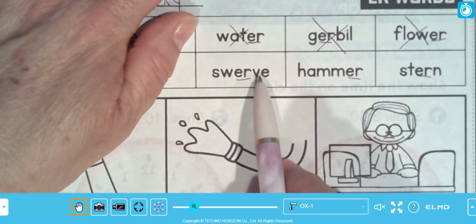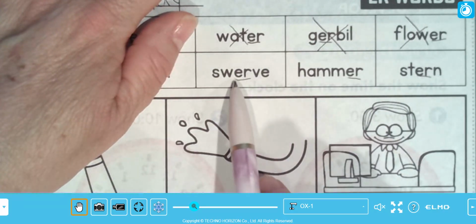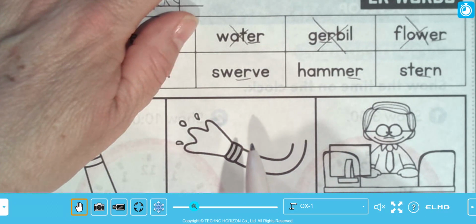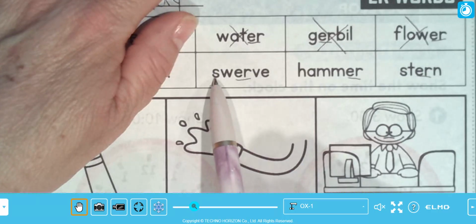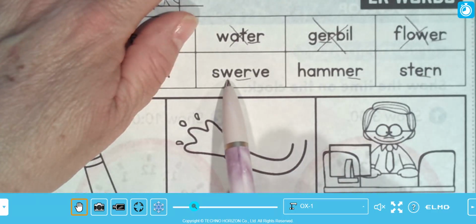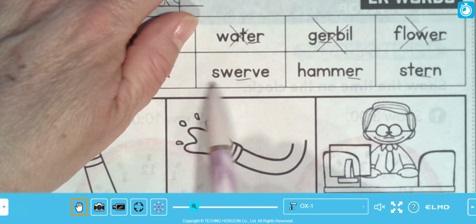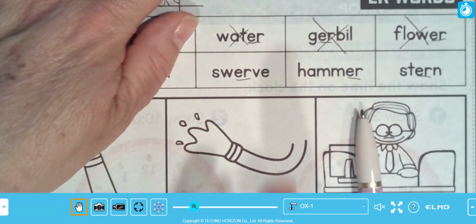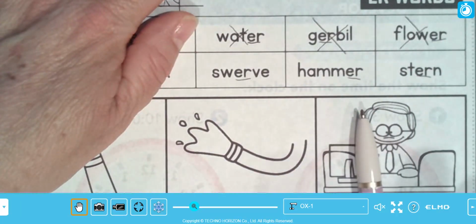Okay. Remember, this is a V with a silent E at the end, so it has a V sound. So what sound does the ER have? So let's read it. S, w, er, v. What is this word? Swerve.